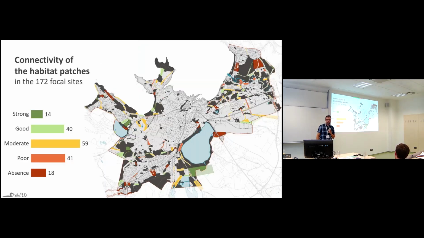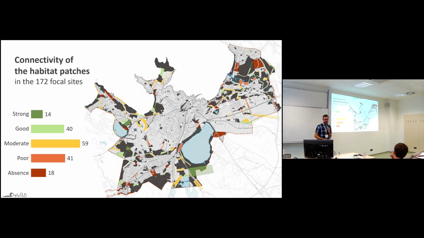Well, results. We mapped these green core areas, the dark gray ones are the city, and these focal sites of connectivity, a total of 172 focal sites. We assessed the quality of their habitat connectivity, and as you see, more than half of the sites needed some additional measures to improve this habitat connectivity.